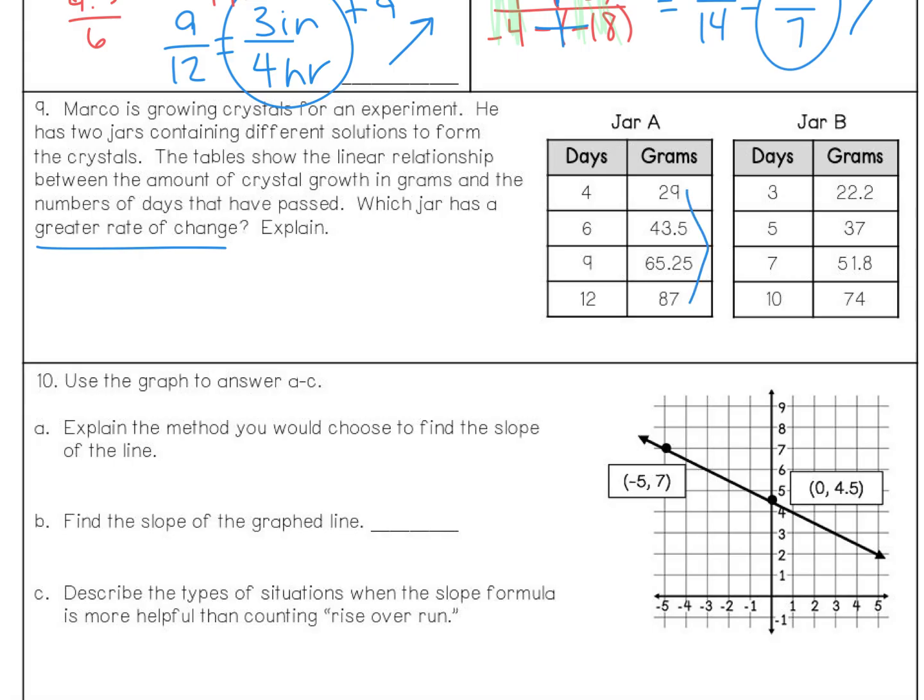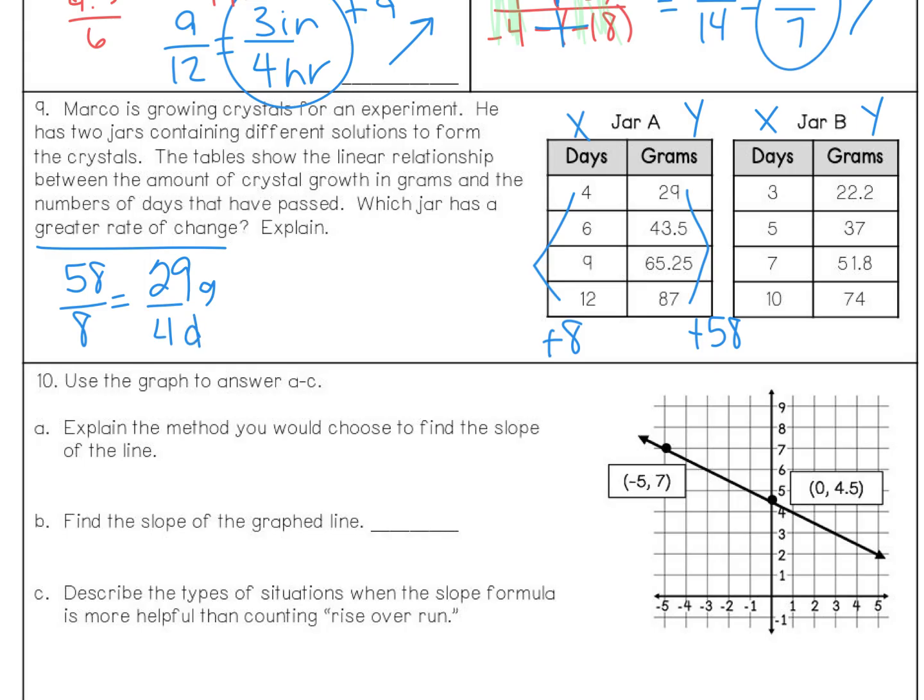How do you go from 29 to 87? We add how many? 58. But if I do that on the y's, and remember on a vertical table, the left is always x and the right is always y, you have to do the 4 to the 12. You have to make sure they match up. How do we go from 4 to 12? Plus 8. So tell me, is it 8 over 58 or 58 over 8? 58 over 8. And that does simplify to 29 over 4. So that means it is growing 29 grams every 4 days.